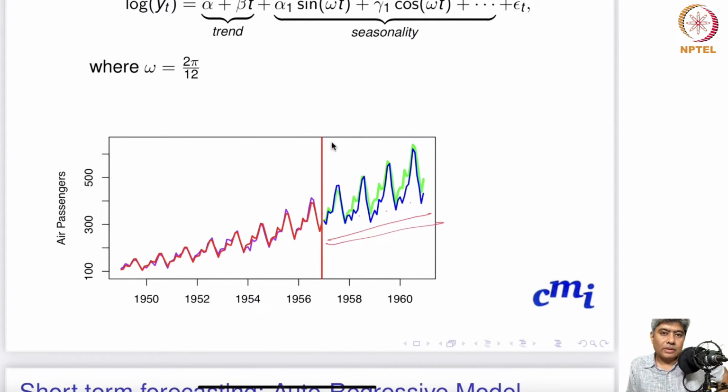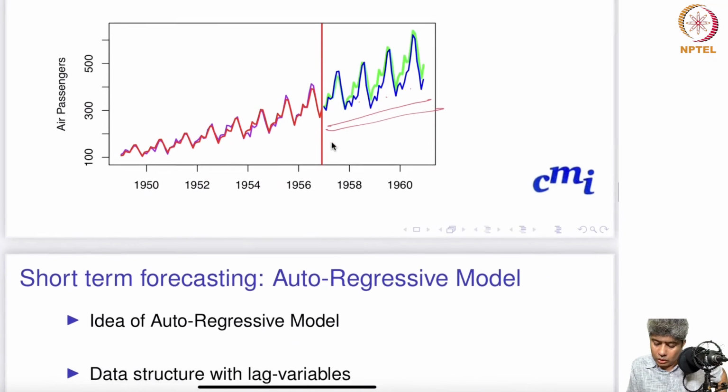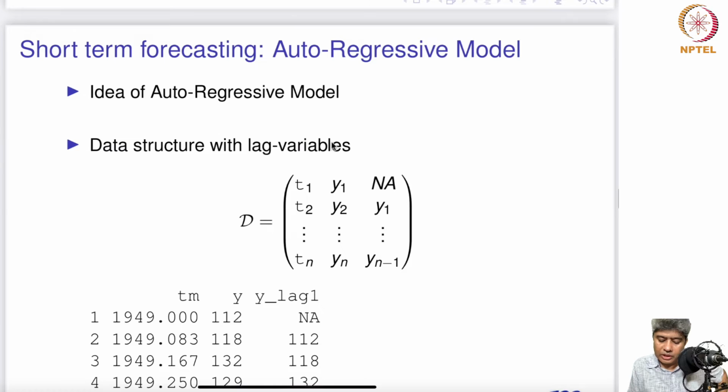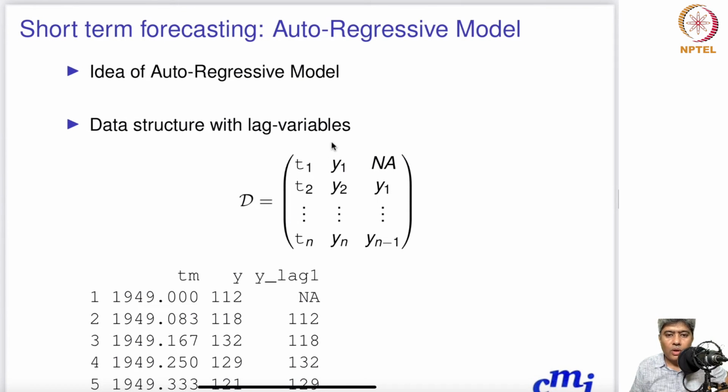Next we will move on to modeling short-term forecasting. Here our objective is to forecast only 1 month ahead or maybe 2 months ahead, not more than that. In this kind of situation, the idea of the autoregressive model is very useful.